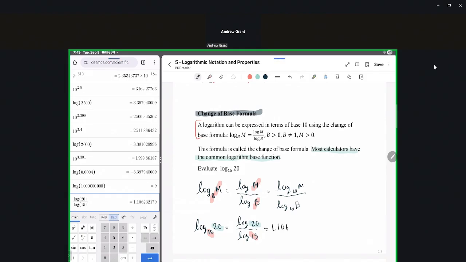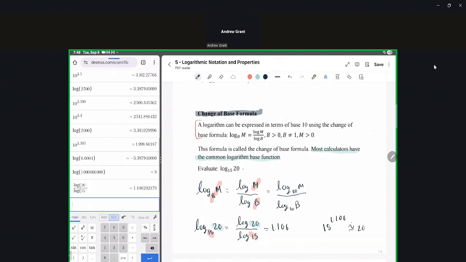1.106. And so what this means is, if I take 15 to the power of 1.106, I get about 20. And so if I do that, 15 to the power of 1.106, it equals about 20. Because again, we rounded off the decimal places a little bit early.